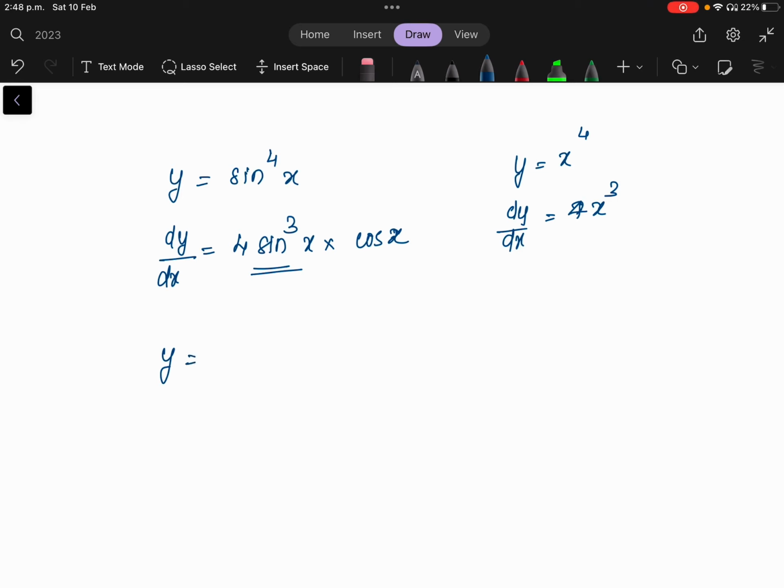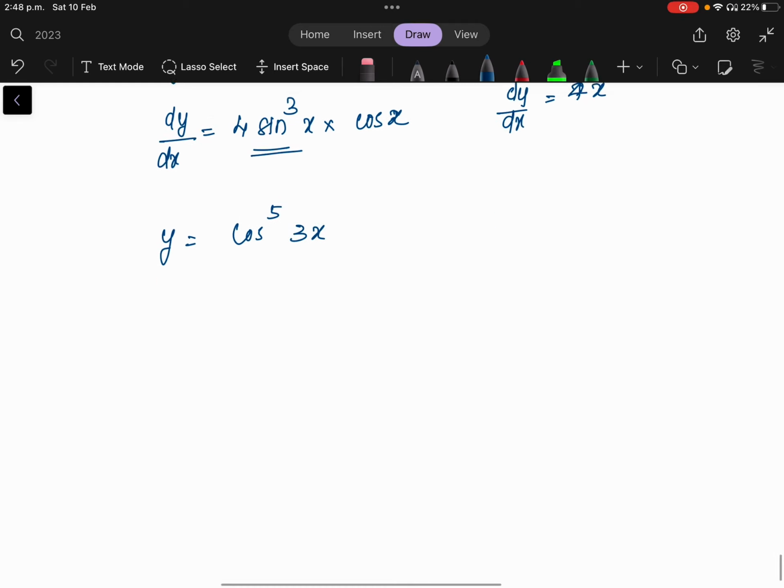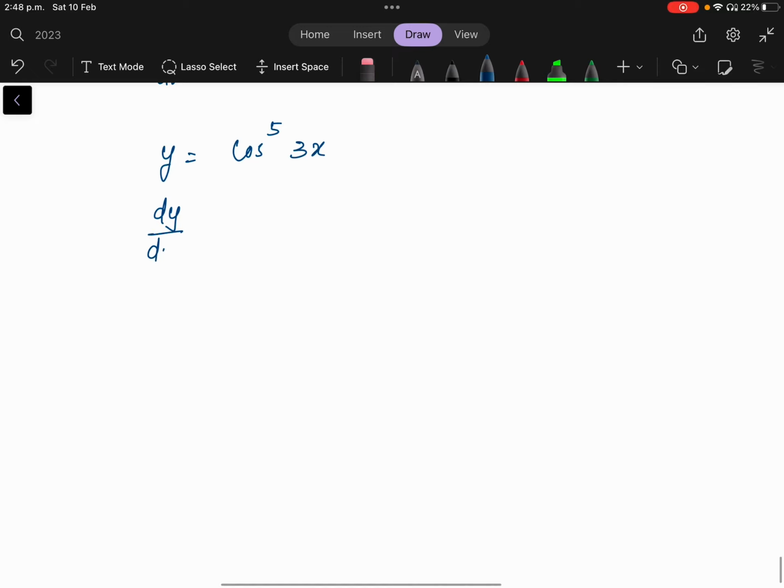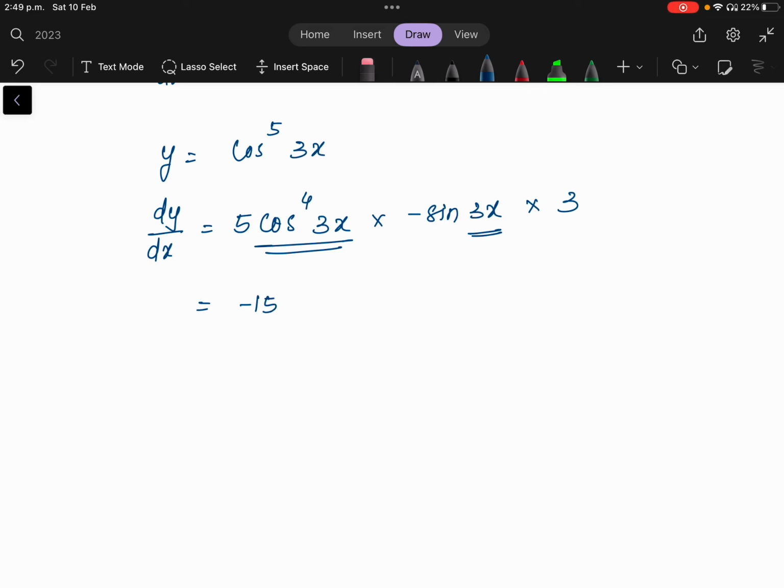Again, another question on the same line, cos to the power of 5, 3x. So dy over dx will be 5 cos to the power of 4, 3x. Then differentiate this as a whole, so that will be minus sine 3x. Since it is other than x, you differentiate that again, so it is 3. So it will be minus 15 cos to the power of 4, 3x times sine 3x.